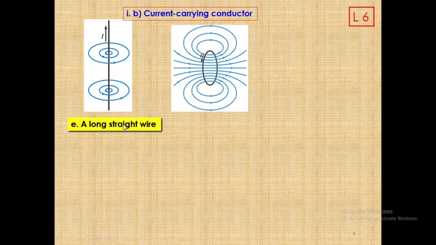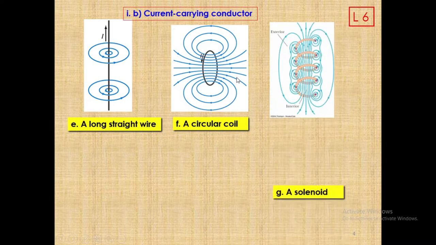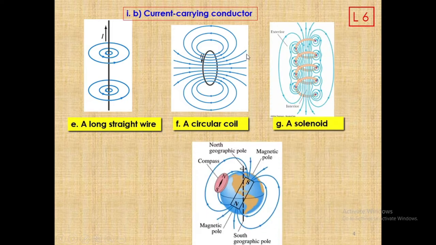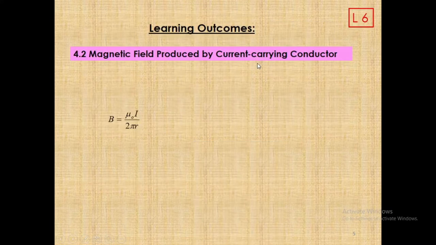Okay, this is a long straight wire, and then this is the circular coil. So the black one is the circular coil, and this circular coil also has current. Current is flowing through the coil. So when the current flows in the coil, it will produce a magnetic field. And then this one is the solenoid, and then this is the earth's magnetic field.